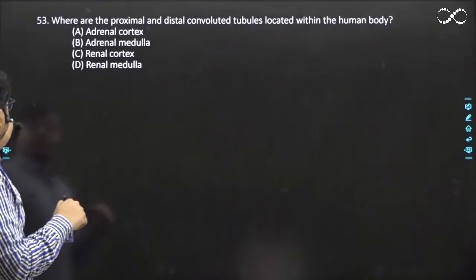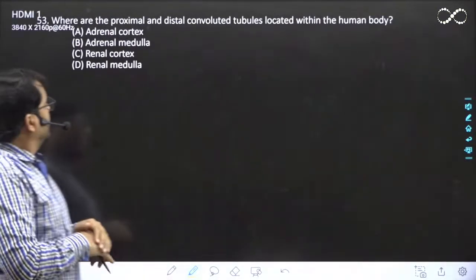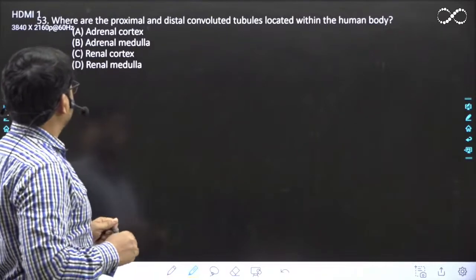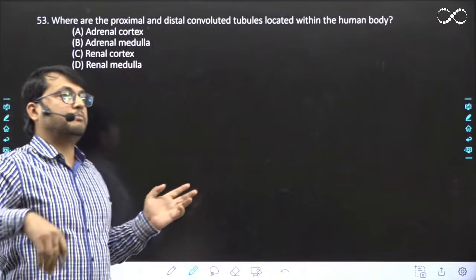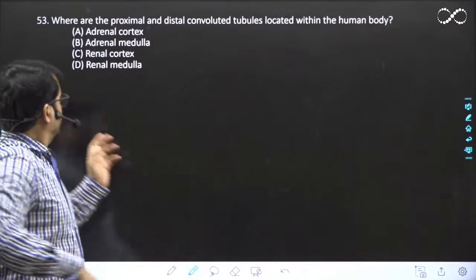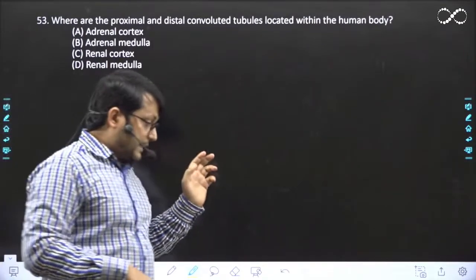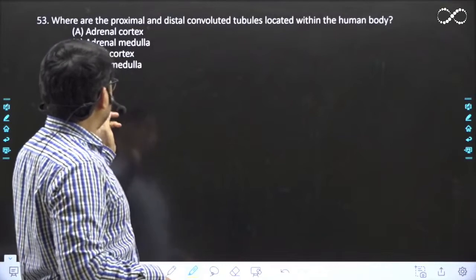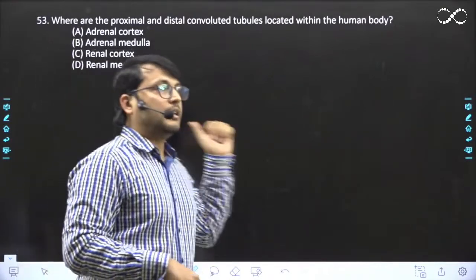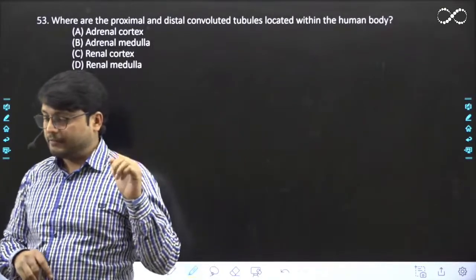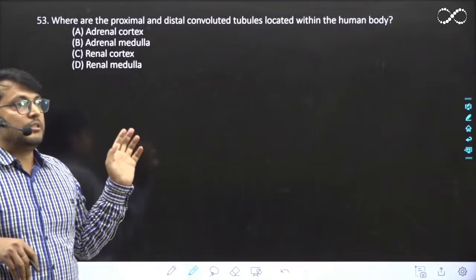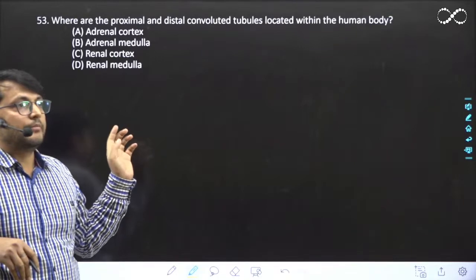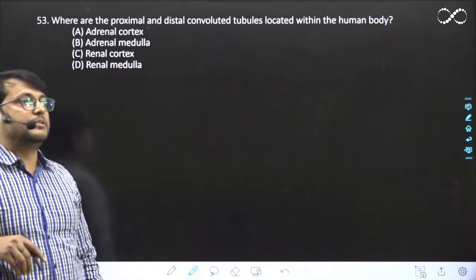And this question is question number 53: where are the proximal and distal convoluted tubules located within the human body? Options are adrenal cortex, adrenal medulla, renal cortex, or renal medulla. Now, this is a very good question. If you have a deeper knowledge of the nephrons, then only you will be able to answer. So I'm waiting for your comments. Do let me know.